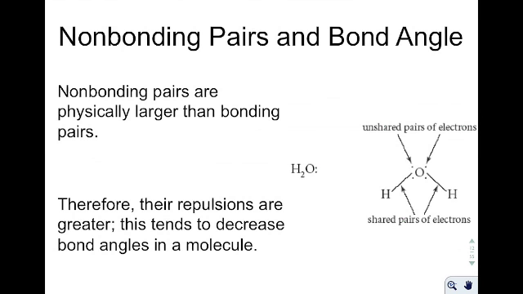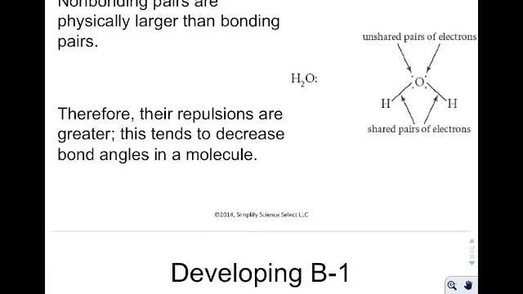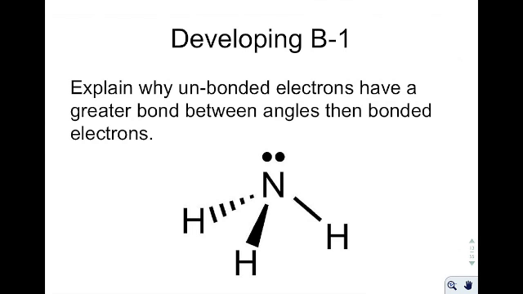So the repulsion tends to be greater, and whenever you get something that's greater, we can predict exactly what was said here: explain why the unbonded electrons have a greater bond angle between them than the bonded electrons. Now this is an example we already went over, so you should be able to do this. If you can't do it, you need to refer back to the earlier part of the video.